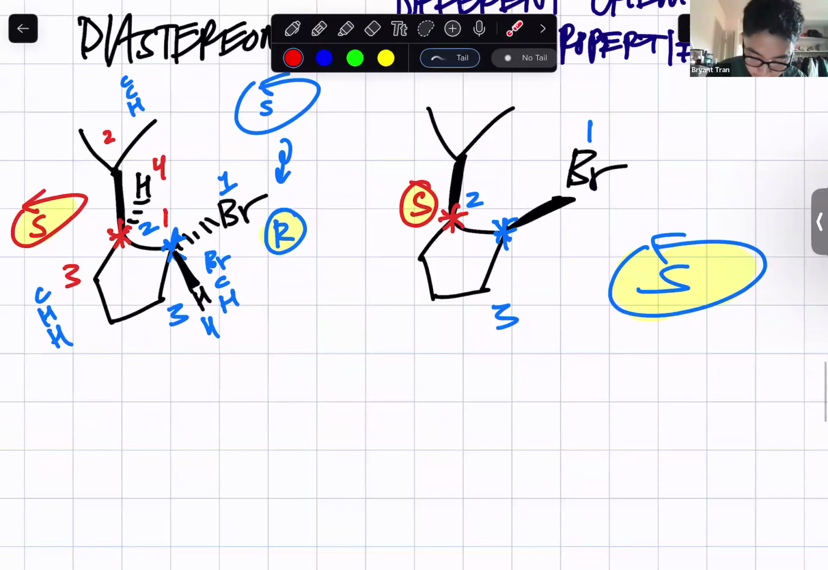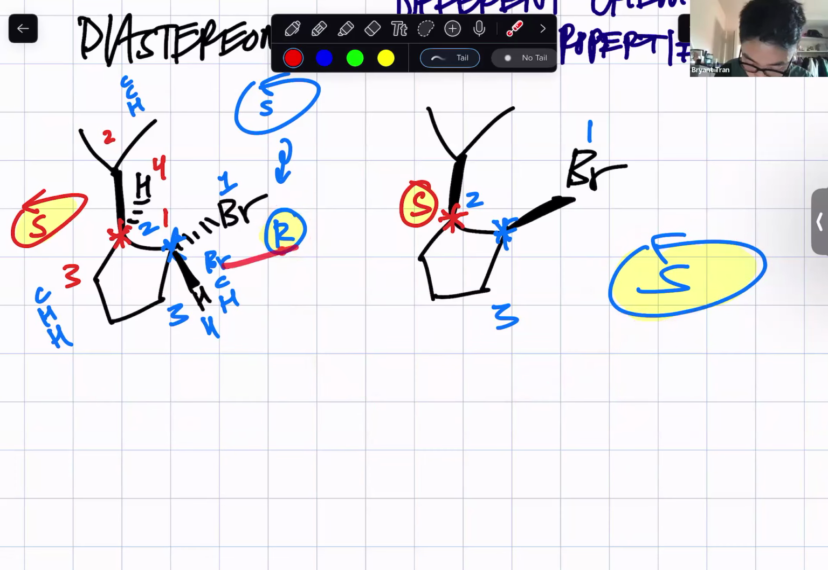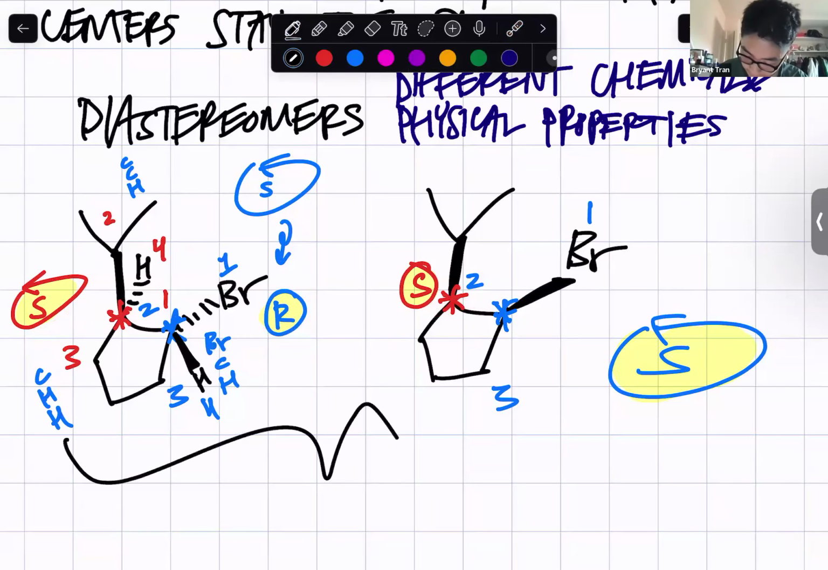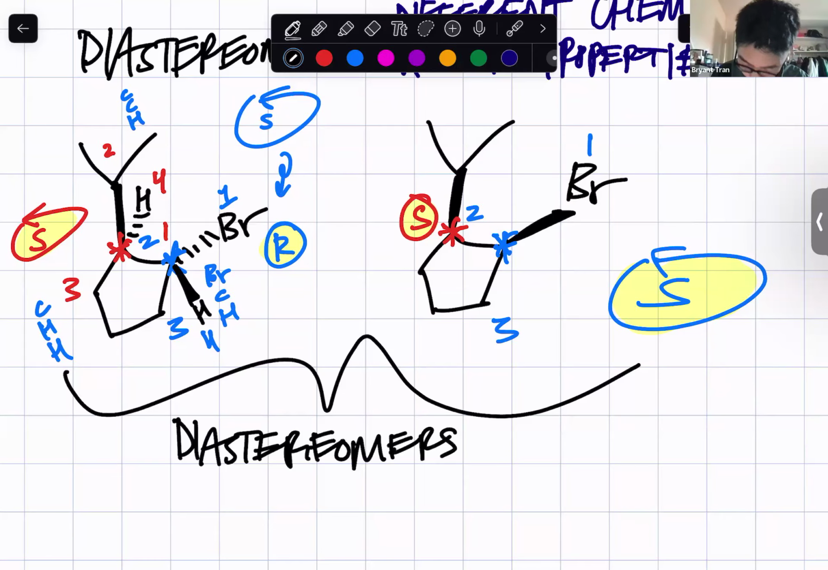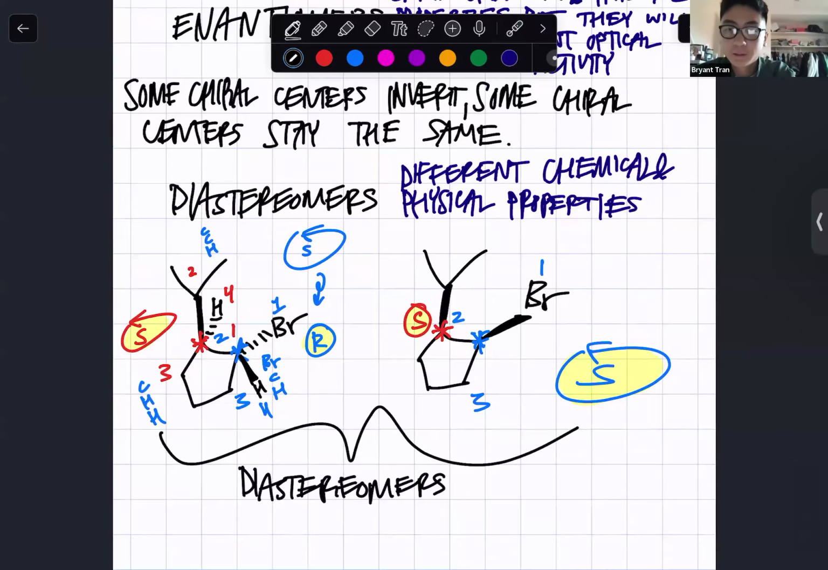Now, if you look here, the red chiral center stayed as an S. If you look at the blue chiral center, it inverted from an R to an S. So we see that some chiral centers invert, in this case, the blue chiral center. Some chiral centers stay the same, in this case, the red chiral center. So these two molecules here will be considered diastereomers from each other, right? Any questions on this diastereomers concept? No, no, thanks. That's good.